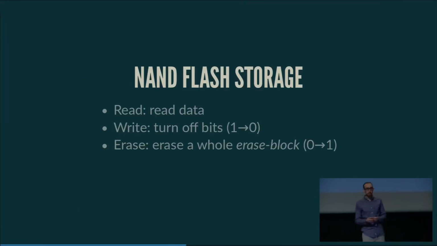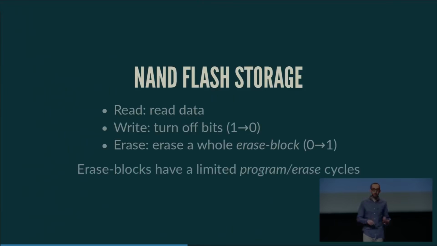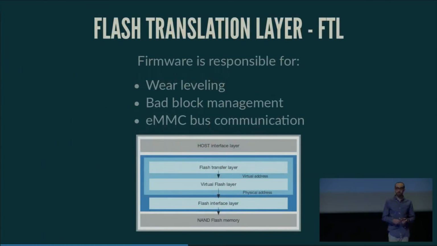But it is a slow operation, and there's another problem. Erase blocks have a limited program erase cycle. So if you issue something like 1,000 or maybe 10,000 or 100,000 erases, the block will eventually die, and then it's not usable anymore. So some software has to do this translation, right? To take this awkward storage and do an abstraction which will show it like normal storage. This is called an FTL, or Flash Translation Layer.